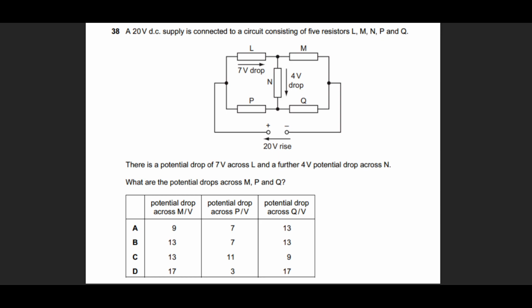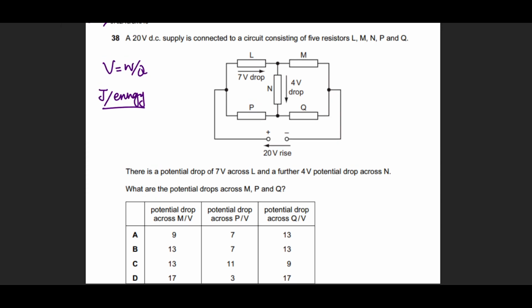Okay, let's try to solve this. As I've explained to you earlier, voltage is actually work done by charge. So I'm going to deal with voltage in terms of pure energy. Okay, so 20 volt rise means that 20 joules have been given to a charge or an electron, which is moving in this direction like this.